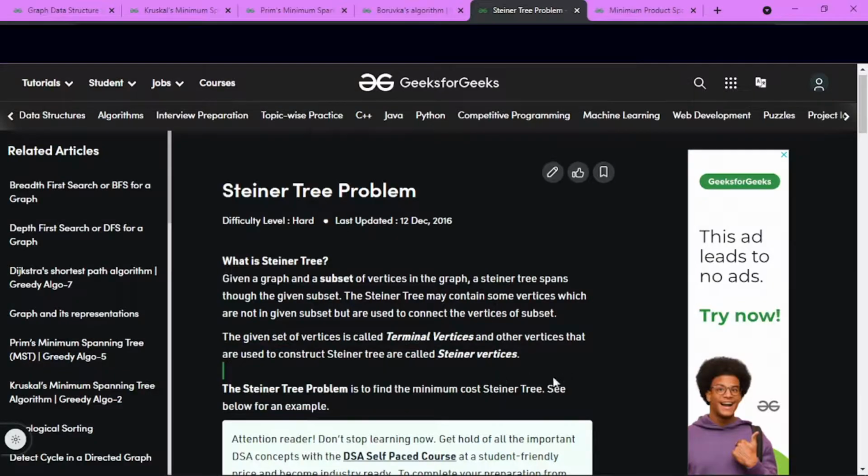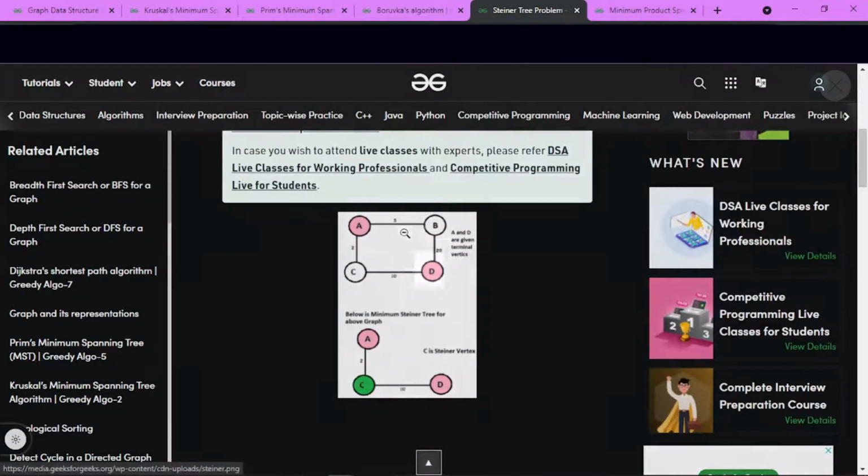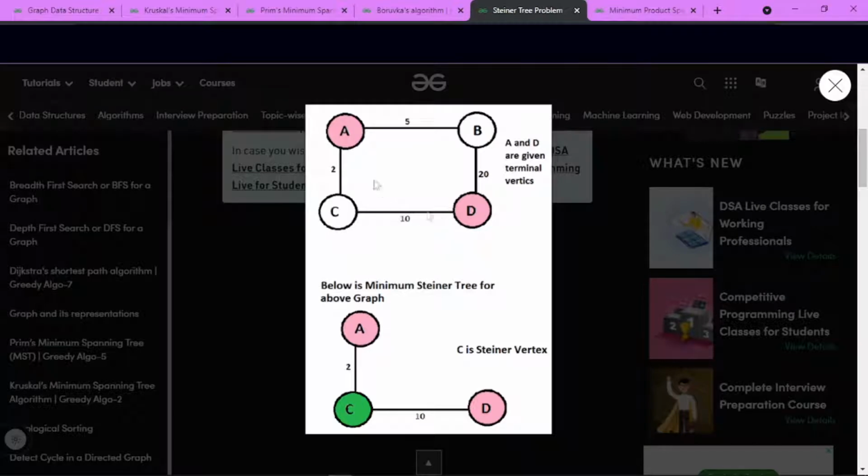So as I told you, you can see this example as well, in which we are given a graph and we need to find the minimum Steiner tree of this graph. So basically, it is a kind of minimum spanning tree only for this particular graph. Okay, but as we are given A and D as the terminal vertices, we will have 2 and 10 as the subset. Because as A and D are the terminal vertices, we need to construct a tree that will connect these terminal vertices with the minimum edge weight possible. Okay, so this will be our minimum Steiner tree for this graph.